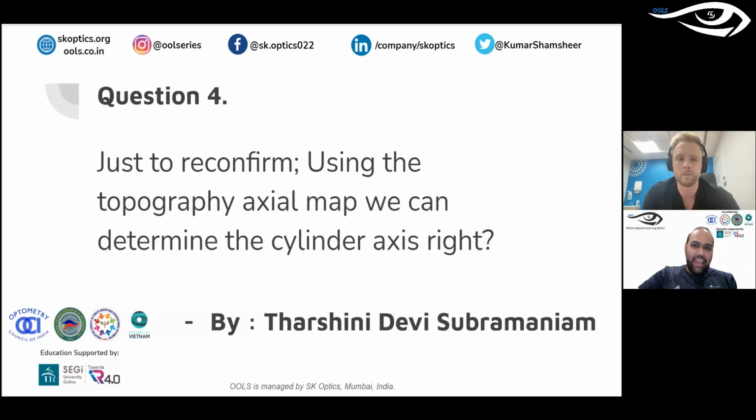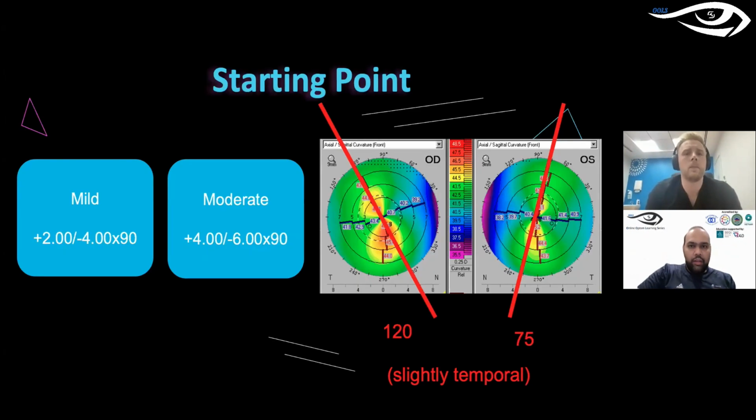That's right. Just on the axis, do we usually take it from the axial map for the cylinder axis? I can go back to that slide if you want. As I said, the axis will change across the cornea. So you can see here that it's not exactly 120 degrees.